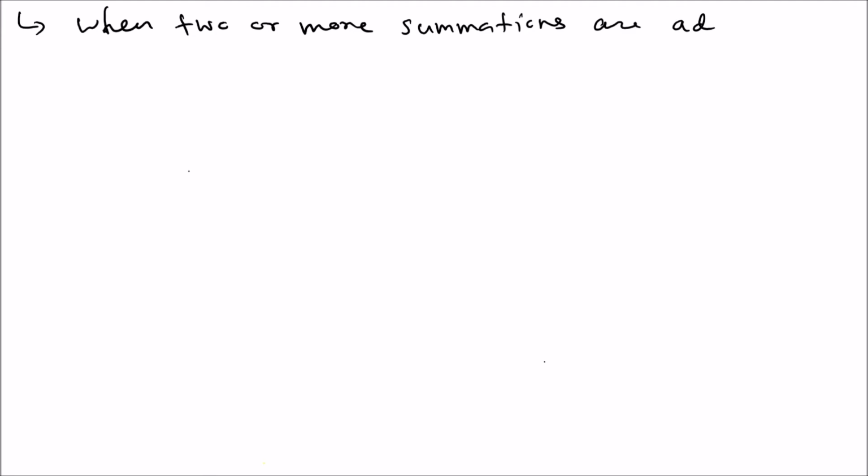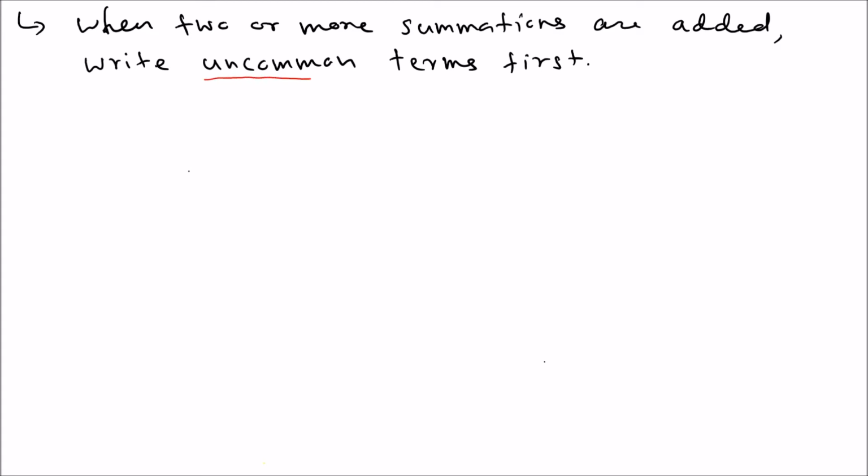So the first thing is, when combining, when two or more summations are combined or added, write the uncommon terms first. So that's very important. Write uncommon terms first. So it will be very clear what we mean by that when we do the first example.